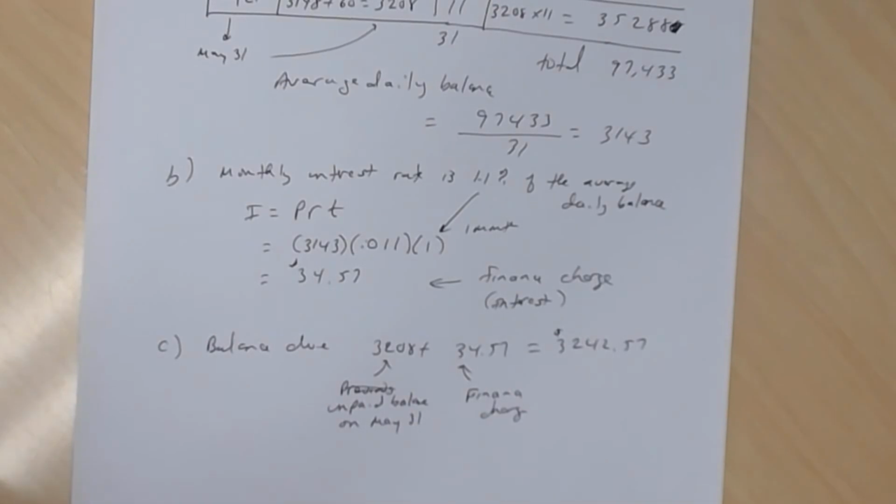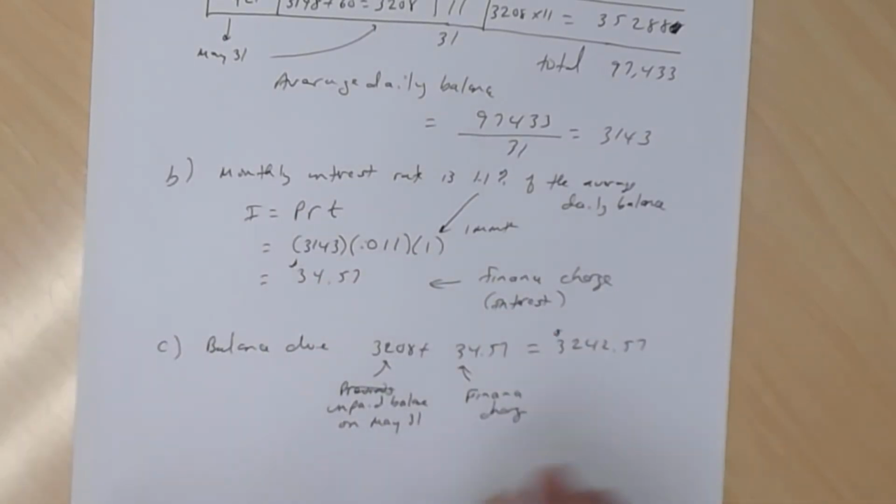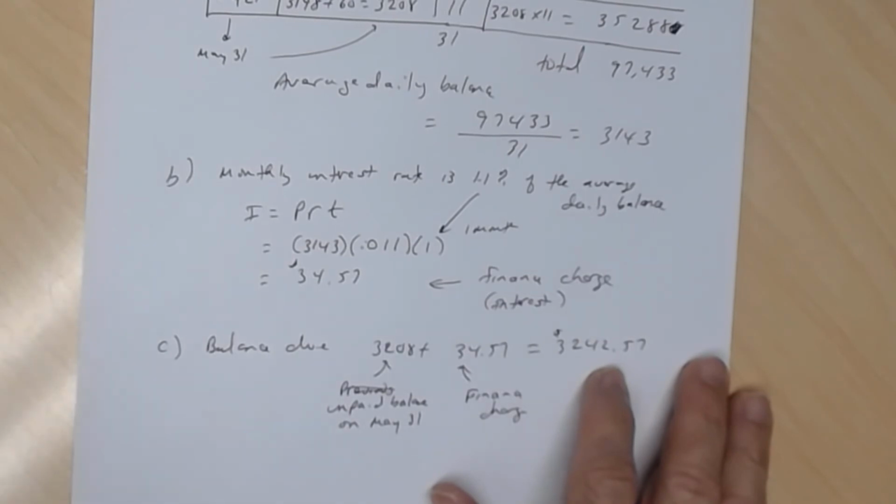So that's your balance due. Okay, that's your balance due. So at the end of that billing cycle, what that means is this: if you have that money, you pay it, and then your credit card is a zero balance. That's what that means. But if you don't have that money, then you have to at least pay the minimum payment, right? You have to at least pay the minimum payment.